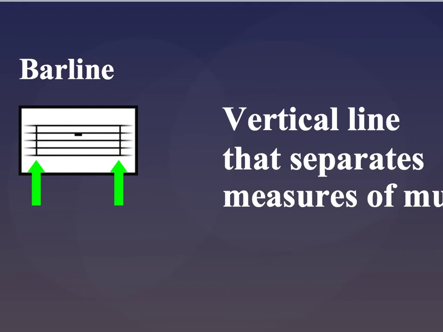Your next symbol is bar line. This is a vertical line that separates measures of music. Again, don't worry about this little box in the middle, but you do need to draw a staff. You should draw those bar lines, and that is exactly what we're talking about right here, these 2 vertical lines. Those are bar lines. So this would then be the measure, and then these would end up being your bar lines.